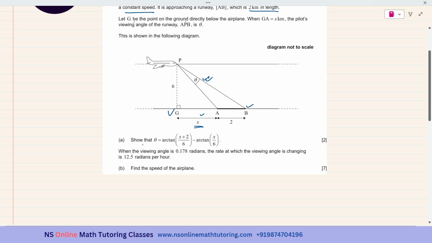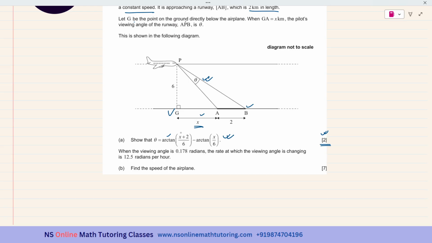Sub-part A asks: show that theta equals arctan of (x plus 2) over 6 minus arctan of x over 6. As soon as you see such an expression, many students get confused. First of all, most students are not very familiar with using inverse trigonometric ratios, and these two are getting subtracted. But you have to also see that this question carries just 2 marks, so the answer will not be that difficult.